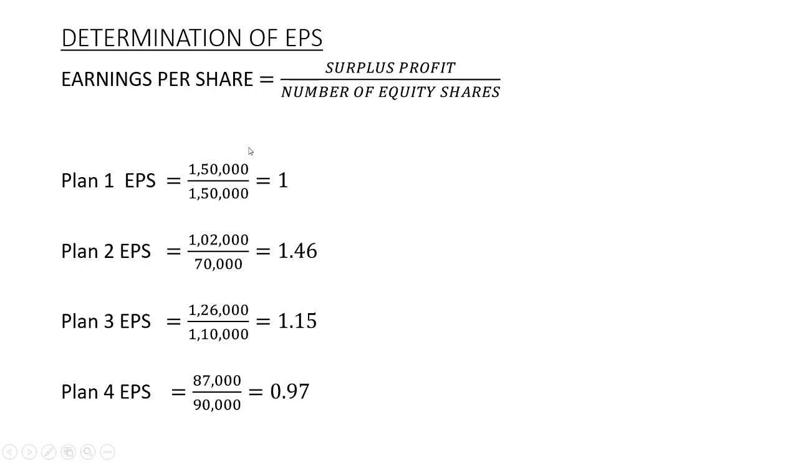So earnings per share is calculated by dividing surplus profit with the number of equity shares. In this problem, we are asked to find out the financial leverage and the earning per share. So what we have done is we have prepared a statement of income. We have found out the surplus profit, and with the help of a formula, we have found out financial leverage for all the four plans, and we have also found out the earning per share for all the four plans.